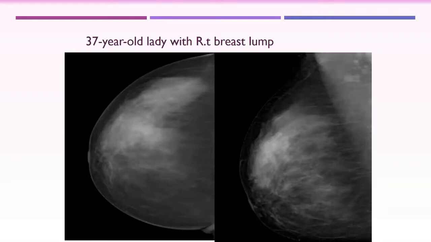I cannot appreciate the calcification, but you have to do compression or zoom the image for more clarification. There is no obvious calcification, distortion, edema, skin thickening, or retractions, just an asymmetry. Associated axillary lymph node enlargement, non-specific. Okay, what is next? You have to do ultrasound for the patient.